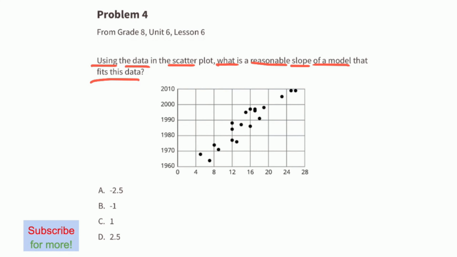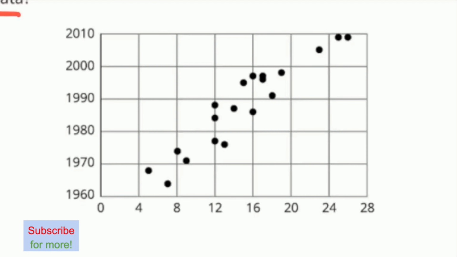Using the data in the scatter plot, what is a reasonable slope of a model that fits this data? We can find a reasonable slope for this data by drawing a straight line evenly through the middle of the points on the scatter plot. This line almost goes through the intersection of 12 and 1980. So I'm going to put a little point right there on the line. And this line also almost goes through the intersection of 16 and 1990. So I can put a point right there too.